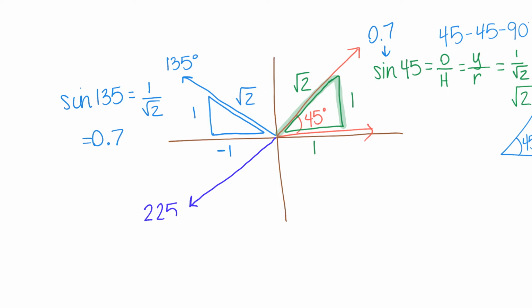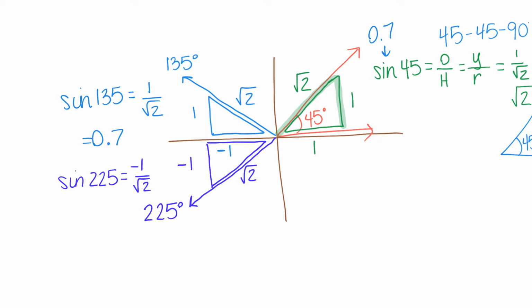225. Why do I always mess that one up? Okay, so here's my triangle this time. This time I have -1 as my y, and I still have my root 2. So my sine of 225 is going to be -1 over root 2. And I know that because in quadrant 3 my y value is going to be negative. That's just something that's embedded in our understanding.